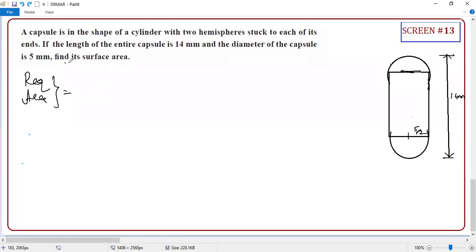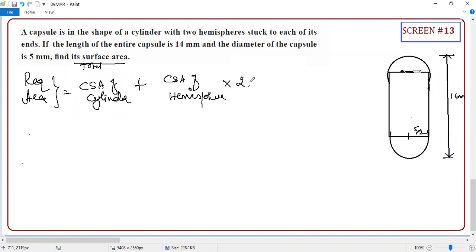So, what does surface area mean? Simply, surface area means total surface area only. But in the diagram, total surface area is CSA of cylinder plus CSA of hemisphere. One more. Instead of one more, shall I put 2, multiply by 2? Sir, can we just put CSA of sphere, right, sir?